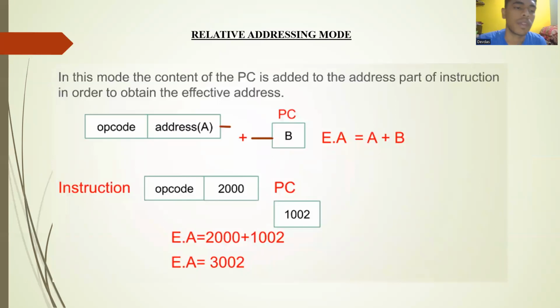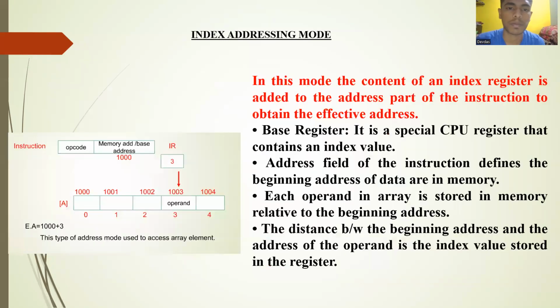Relative addressing mode. In this mode, the content of the PC is added to the address part of the instruction in order to obtain the effective address. So here you can see that PC has B. PC is keeping track of B which is being executed, and at the same time, it is incremented so that the next instruction is fetched from the memory and can be executed.